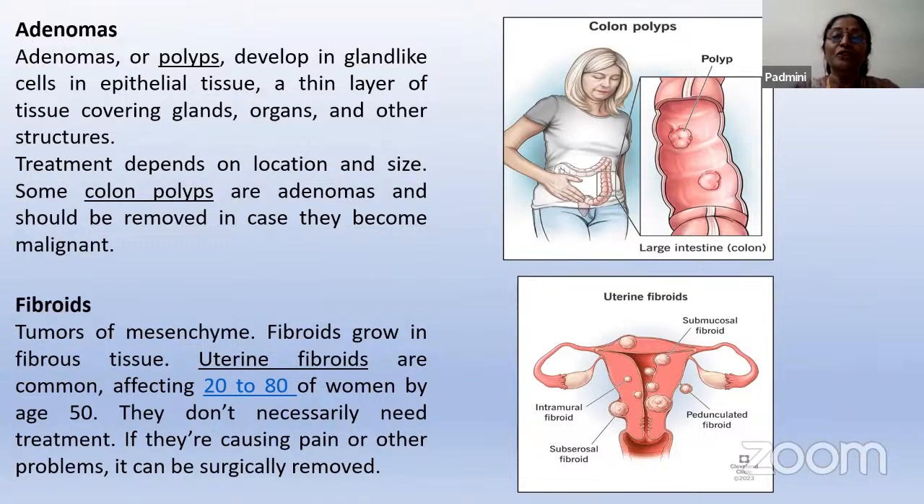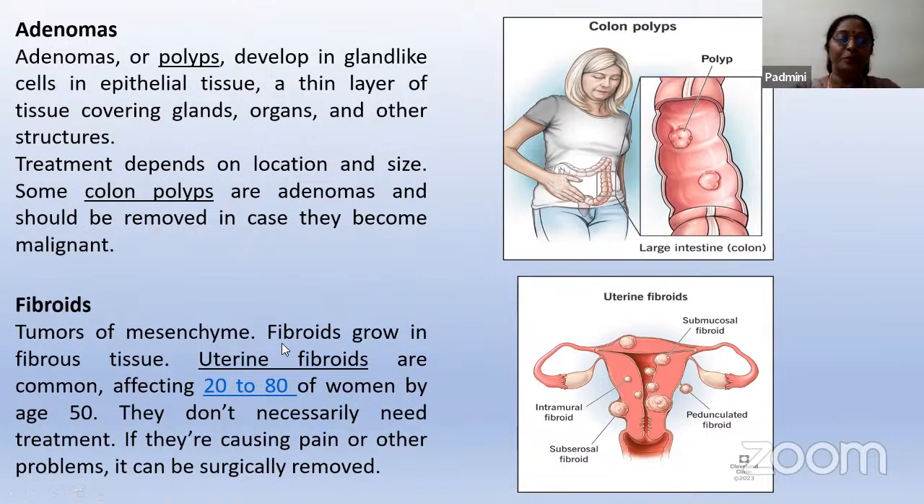So the treatment depends on the location and the size, and some colon polyps are adenomas and should be removed in case they become malignant. So here you can see there are some polyps. There might be numerous polyps, aggressive polyps. Here you're going to see only 2 polyps. You can have more polyps. Until and unless it is going to pose a problem, you don't have to worry about it. But if it is problematic, then the doctor is going to definitely surgically remove these polyps. Again, this is a benign tumor in the large intestine. Sometimes it can become malignant.